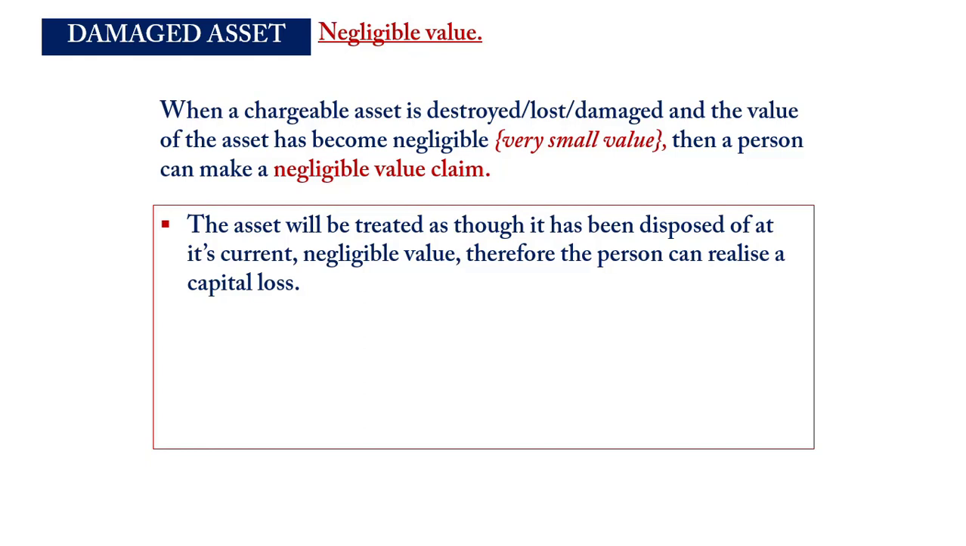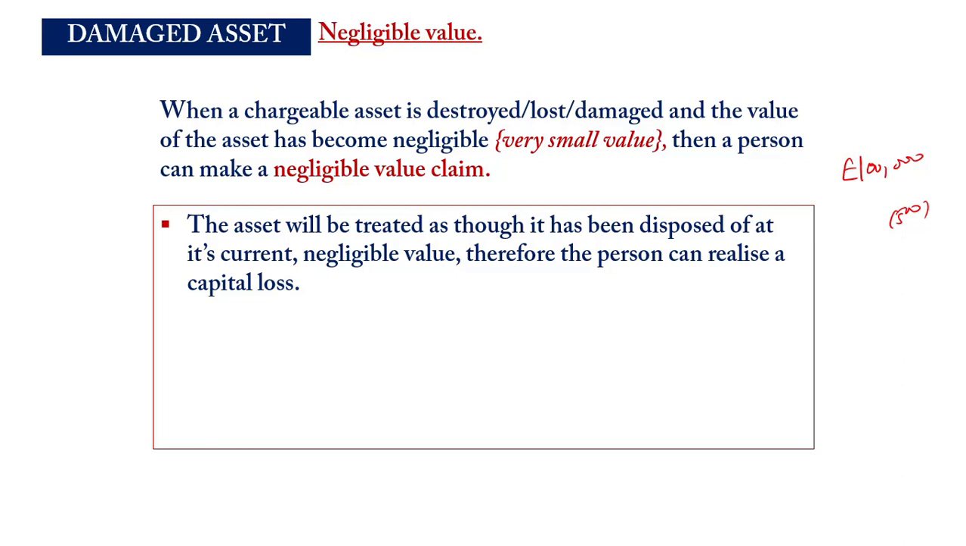So if the asset was bought for, let's say, £100,000, and then it catches fire and loses its value, and now if you sell the asset, you're going to get like £500. This is very negligible compared to the value of the asset. So what the negligible value claim is saying is that you now treat the asset to have been sold off. Meanwhile, it's still sitting in your business. But what you do is that you claim a capital loss. Okay, so that will be the cost of the asset less the negligible value.